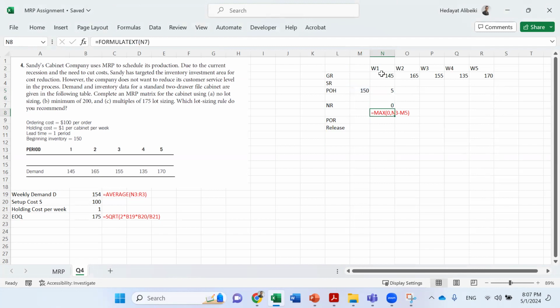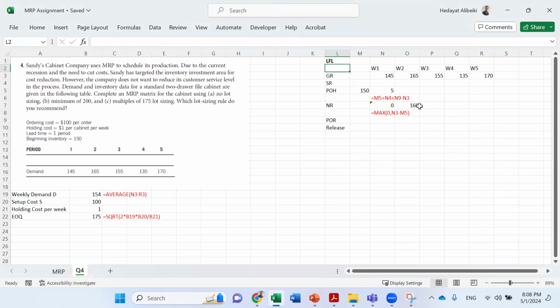So 5 is going to be on hand. Next period, net requirement is now 160 because we have 5 only and 165 is needed. The 160. We're going lot for lot. That's what I want to do.